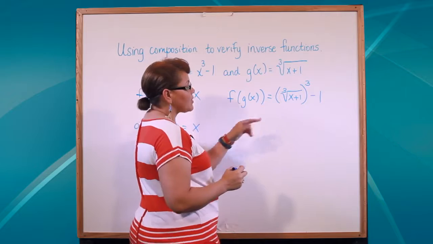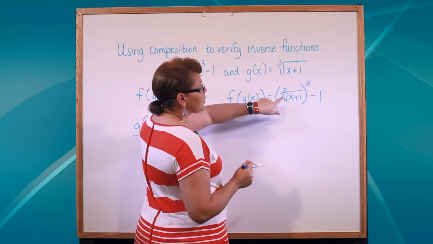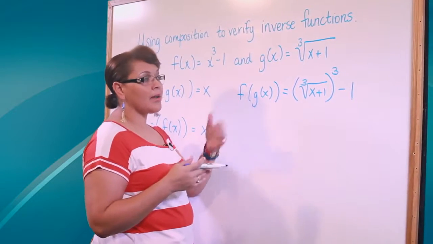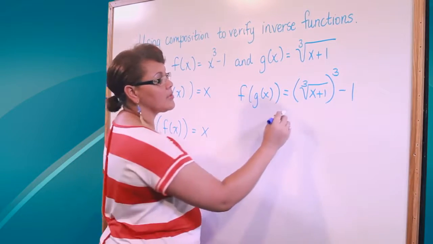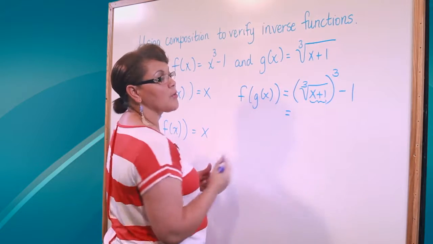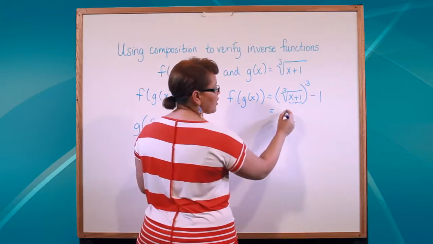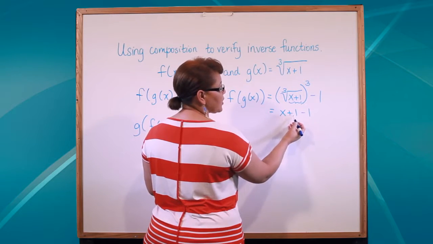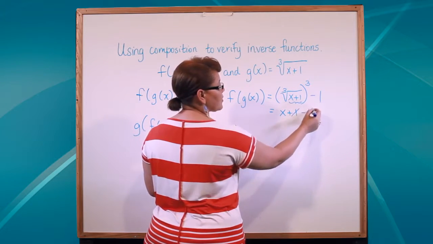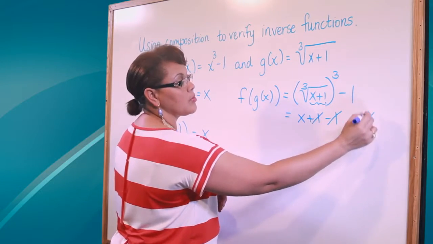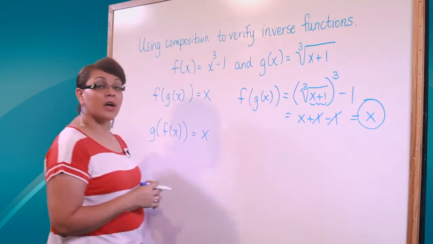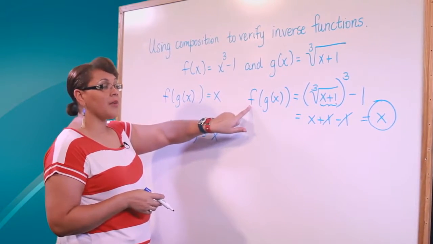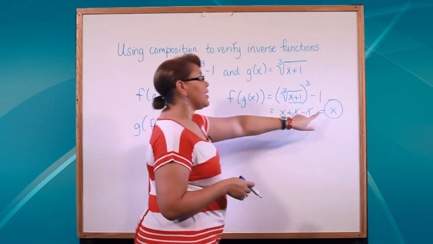And when I simplify this function, the cube root of something raised to the cube power takes care of the radical for me, so that simplifies to the terms left as the radicand, which are x plus 1. And if I bring down the minus 1, x plus 1 minus 1, the 1's cancel out, and this simplifies to x. So we've done half of the process. We've shown that the composition of f of g of x is equal to x.